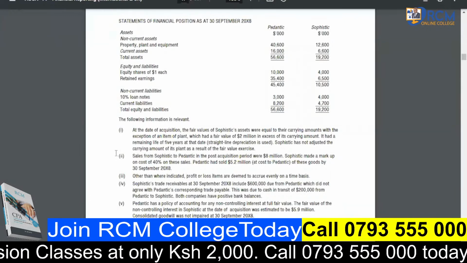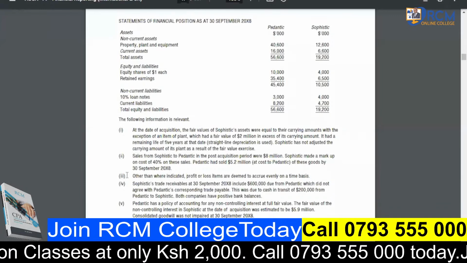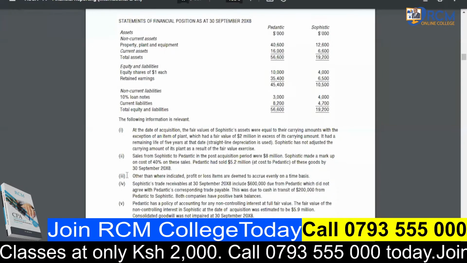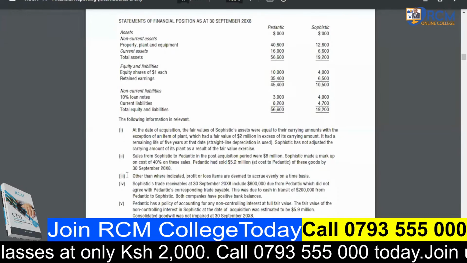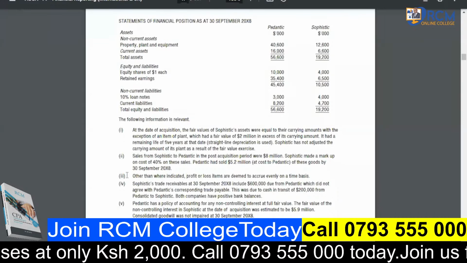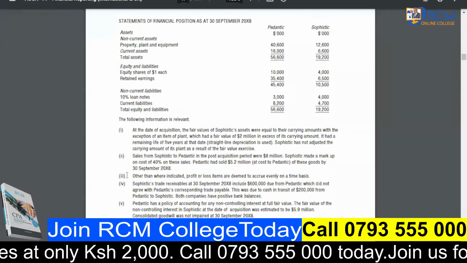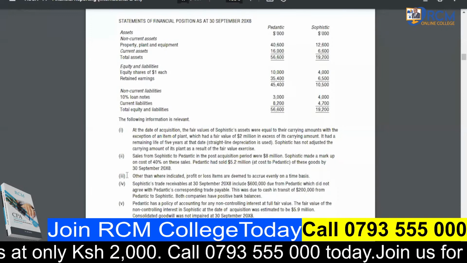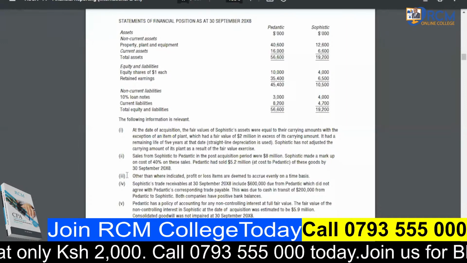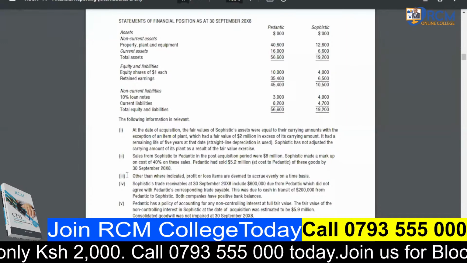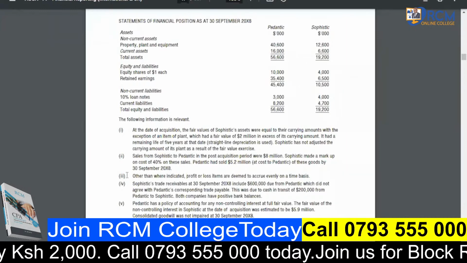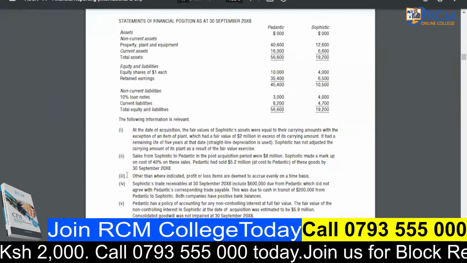Now we go to the next question here. 3. Other than where indicated, profit or loss items are deemed to accrue evenly on a time basis. They're putting that there to simply become verbose, to confuse the easily confusable students. So meaning that Roman 3 is a useless sentence. I can do without it. Nothing really for me there. Number 4, sophistic trade receivables at 30th September 08 include 600 due from pedantic.